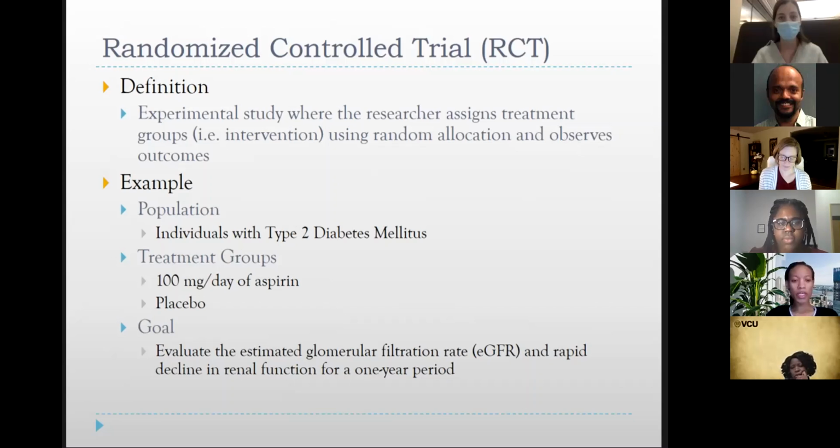An example of this would be looking at a population of individuals with type 2 diabetes mellitus, where a treatment group receives 100 milligrams a day of aspirin, and a control group receives a placebo. The researchers would evaluate the estimated glomerular filtration rate, or eGFR, and rapid decline in renal function over a 1-year period. These individuals were randomly allocated into those different treatment groups, and that's really what sets this apart, and they follow them closely throughout the study.